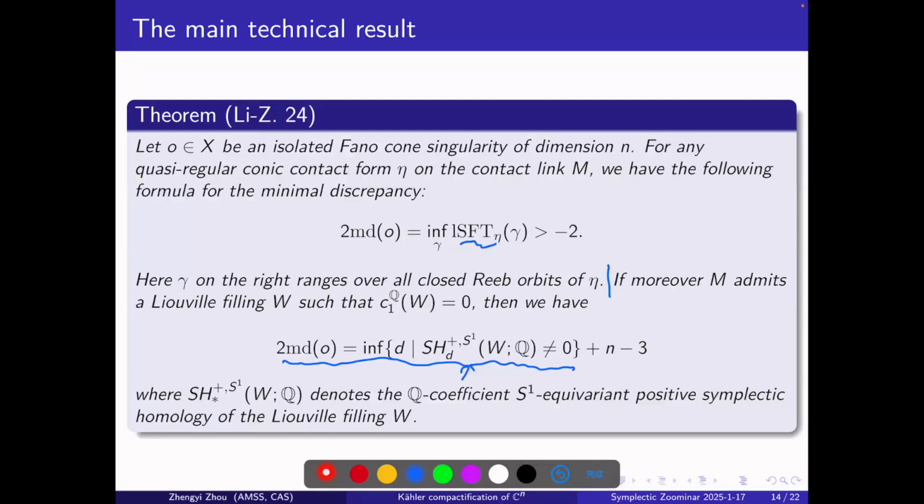And the thing here is because symplectic homology is a particularly nice invariant, and we have many different ways to compute it. If you have a relation between the minimum discrepancy and symplectic homology, you have an alternate way to compute the minimum discrepancy. Then it goes to the Fano index and proves the theorem.